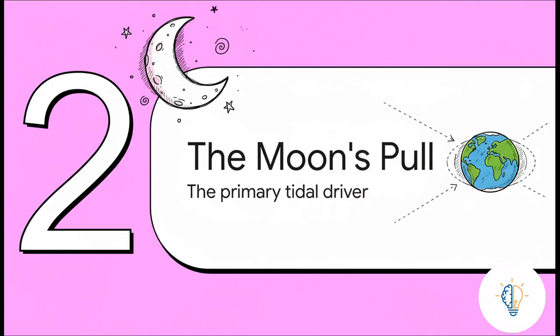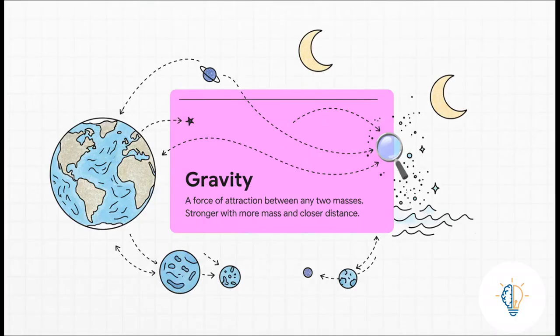So what is the force behind that rhythm? Well, to find the answer, you have to look up. The main character in our story, the #1 driver of the tides, is our closest celestial neighbor, the moon. And it all comes down to one fundamental force: gravity. You know, that pull that exists between any two objects with mass. And the strength of that pull really depends on just two things: how much stuff the objects are made of, and how far apart they are.